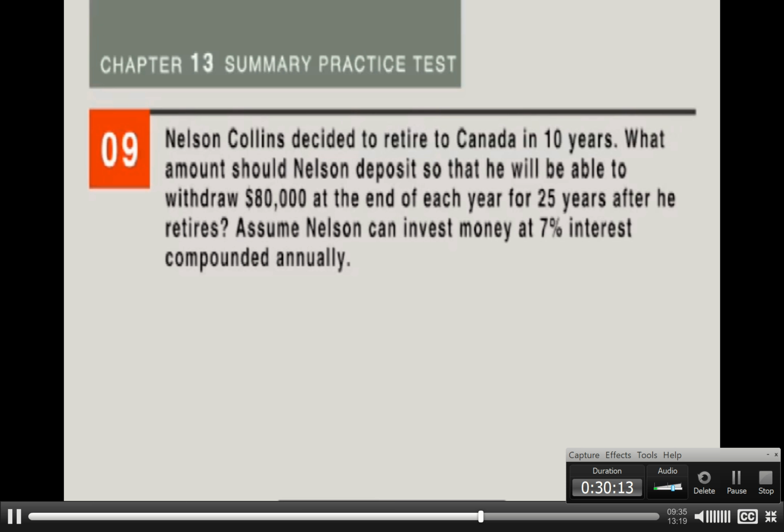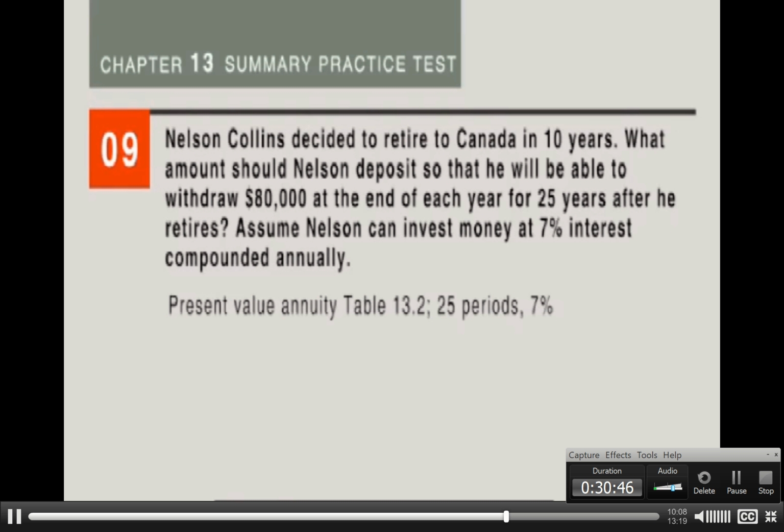Nelson Collins retires to Canada in 10 years. He wants to take out $80,000 a year after 25 years, assuming money's 7% interest compounded. So we're talking interest compounded annually. So 7%, 25 periods. We're going to present value of annuity. What must you put in the bank today so you can get a stream of money out? If you go to 7% for 25 periods, you get 11.6536. Now, what's that really mean?